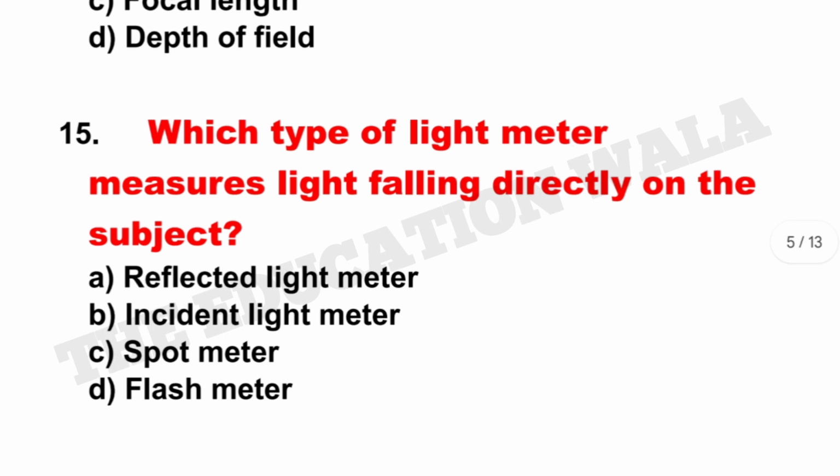Question number 15. Which type of light meter measures light falling directly on the subject? Option A, reflected light meter. Option B, incident light meter. Option C, spot meter. Option D, flash meter. Right answer is incident light meter.